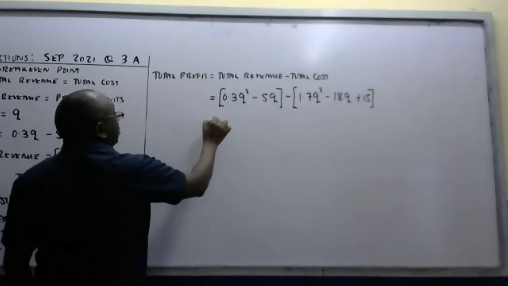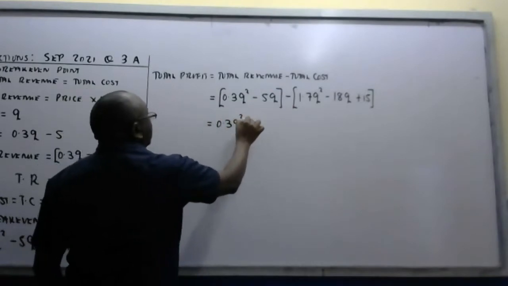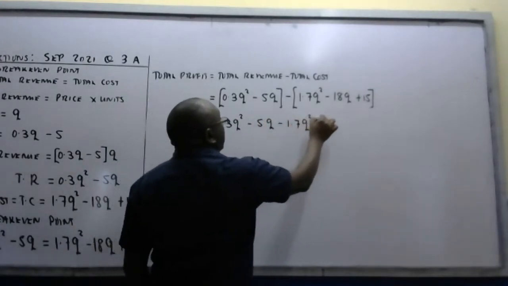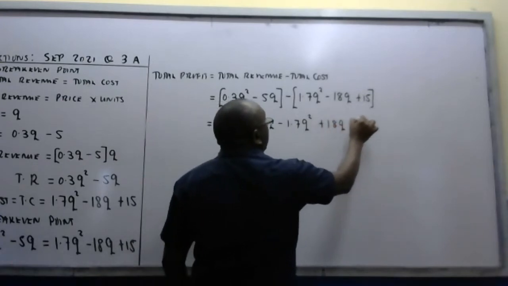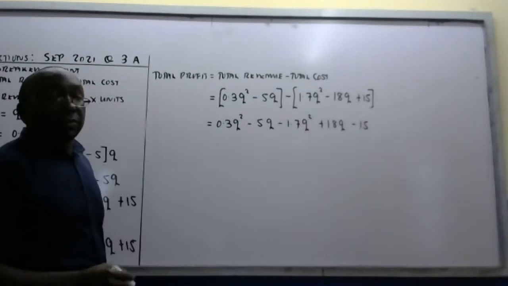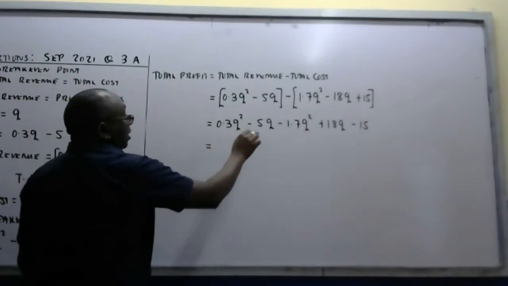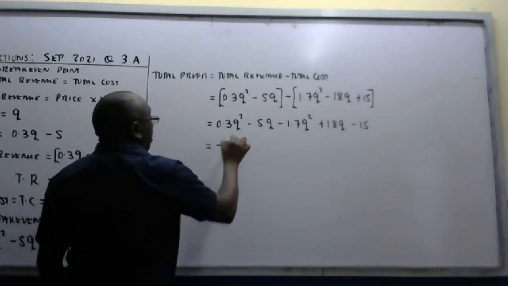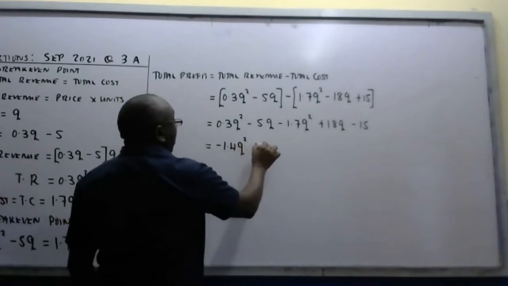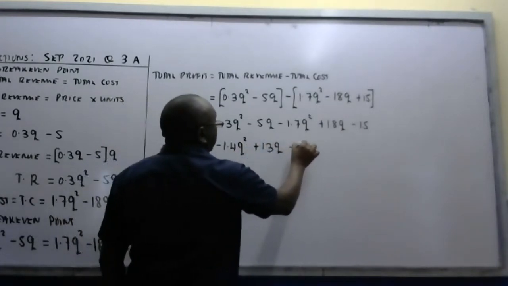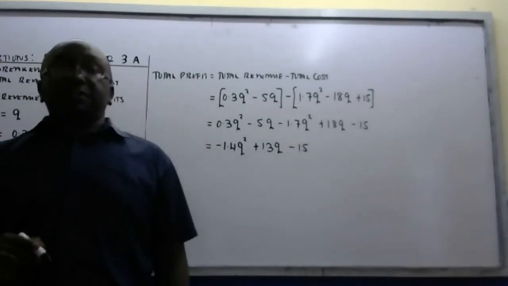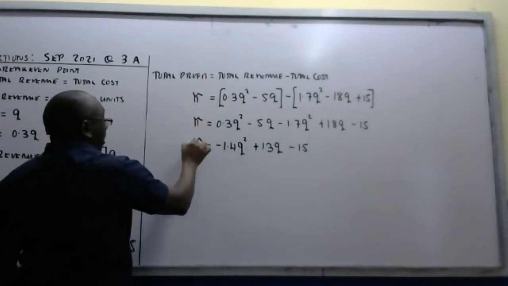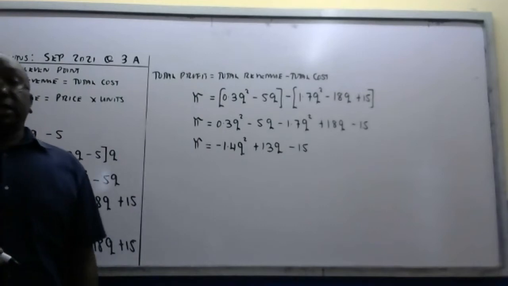So we open those brackets to get 0.3 q squared minus 5q minus 1.7 q squared plus 18q minus 15. We put like terms together, and this will be minus 1.4 q squared plus 13q minus 15. That is the profit function which we had earlier. This is our pi.